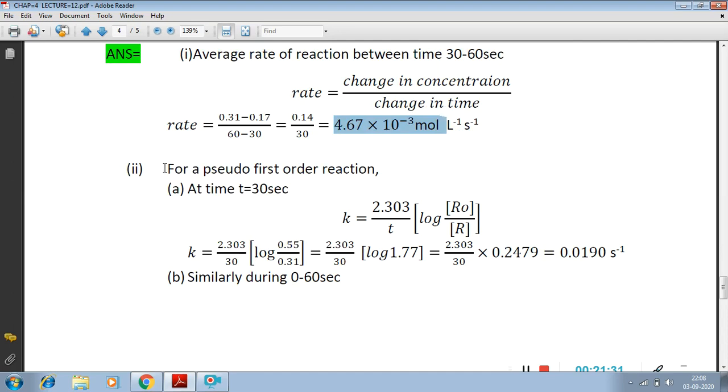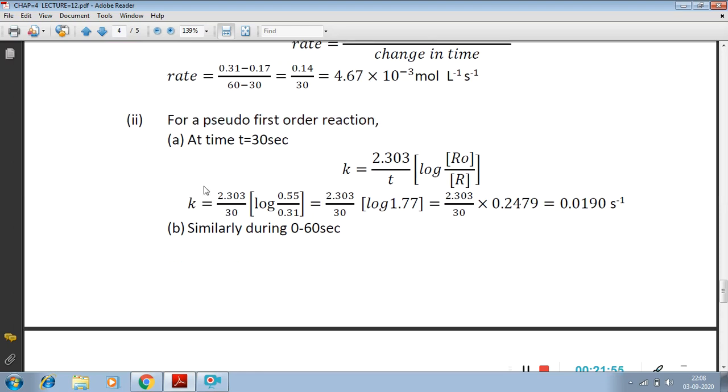Now the second question, we have to calculate the rate constant. So here we are going to calculate the rate constant for each time, and then we are going to take the average of that rate constant.